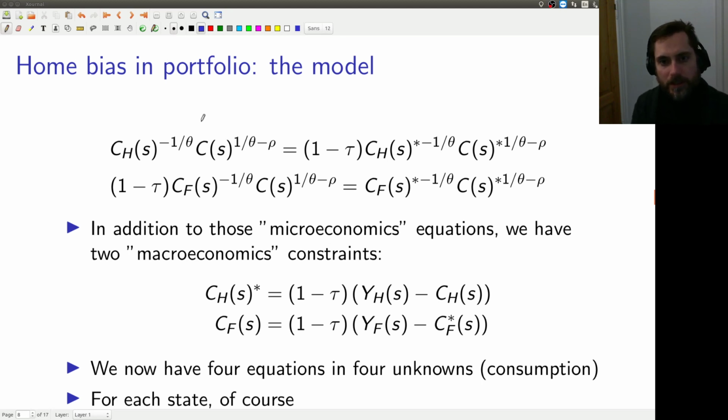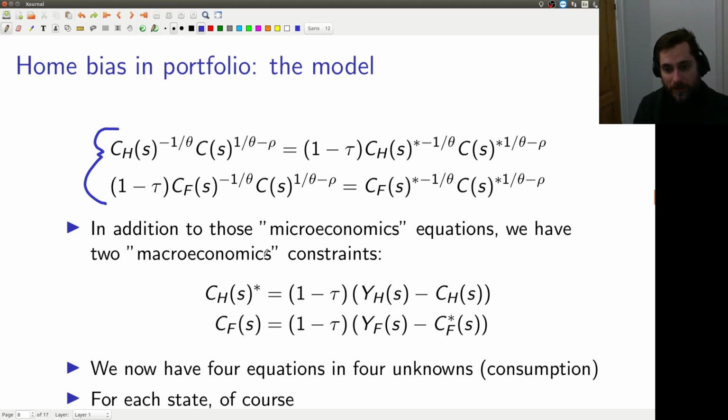Continuing with the discussion of the home bias in portfolio choice, we have these two expressions from the last video. Again, what these say is that in every state S, conditional on the state, these expressions have to hold, state by state. And then in addition to these two equations, we have two more equations. These two equations come out of the microeconomics, out of solving the consumer's problem and the budget constraint, things like that. And then we also have the resource constraints.